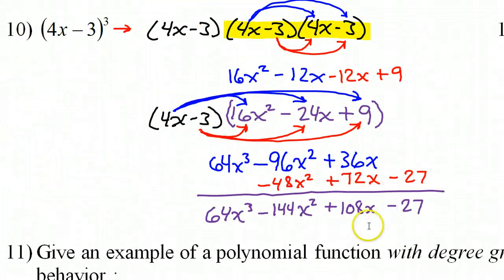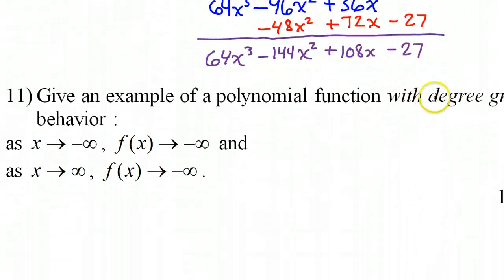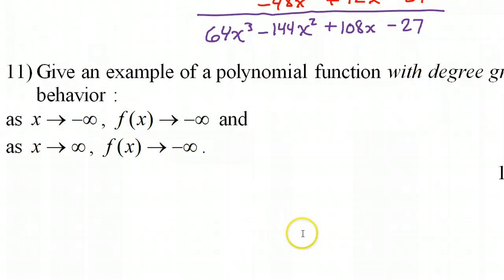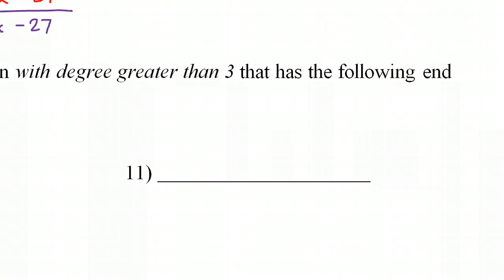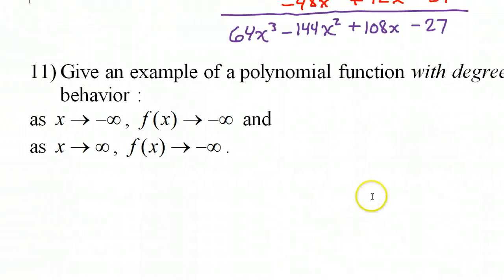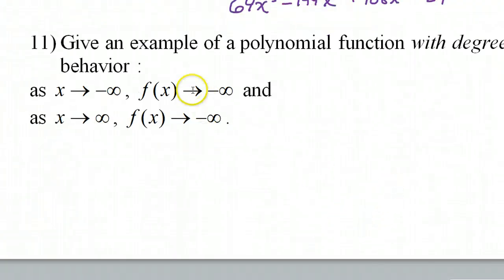Alright, and number 11. Give an example of a polynomial function with degree greater than 3 that has the following end behavior. Okay, so let's make a quick sketch. You see the negative infinity and the negative infinity. So this is saying on the left it falls and on the right it falls. So we're talking about a polynomial that has this type of end behavior.